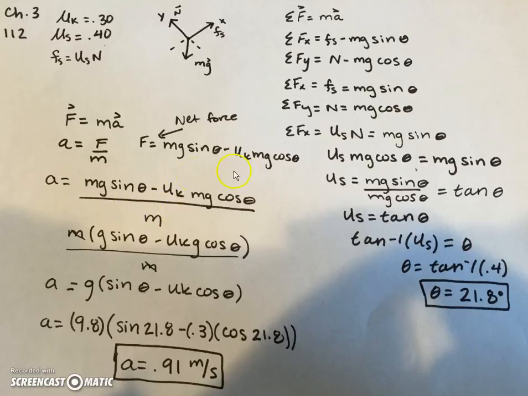Because you have an m in the top and the bottom, you can cancel those out. So the mass cancels, and you are left with acceleration is equal to g sine theta minus the coefficient of kinetic friction times cosine theta. I also factored the g out because there's a g in each term. Then you plug in what you know. Gravity is 9.8 times sine of theta, or 21.8, because that was our angle, minus 0.3, which is the coefficient of kinetic friction, times cosine 21.8, which is equal to 0.91 meters per second squared. So the acceleration is equal to 0.91 meters per second squared.